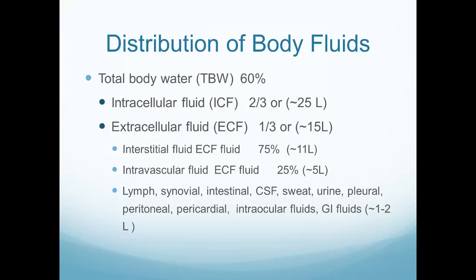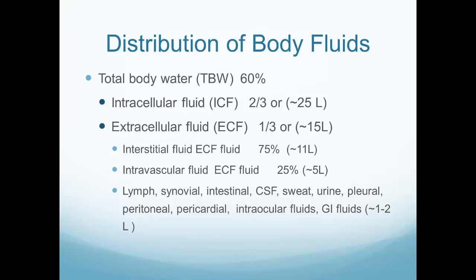We could also have fluid in the lymph system, the synovial fluid, our cerebral spinal fluid, sweat, etc. All those are different places that we have extracellular fluid. So lots of different places we have extracellular. The two big ones are going to be the interstitial area and the intravascular area. However, 2/3, or the greatest majority, of the fluid in the patient's body is inside the cell.